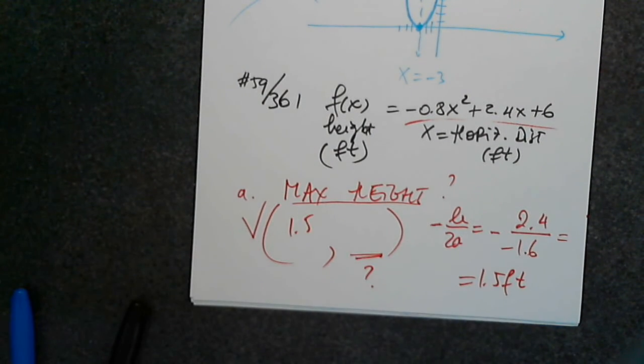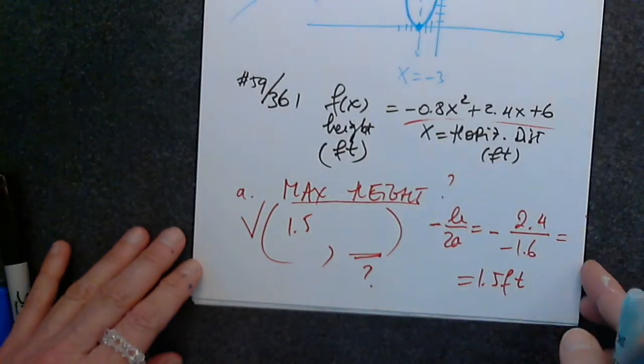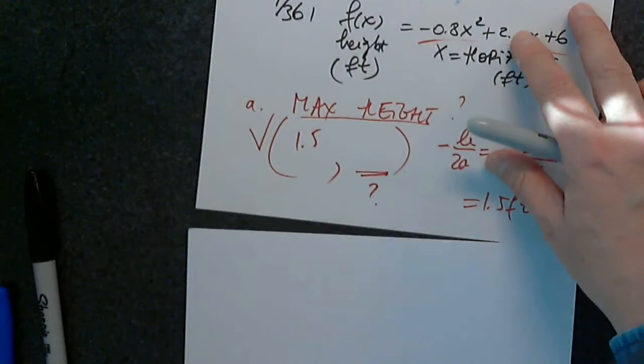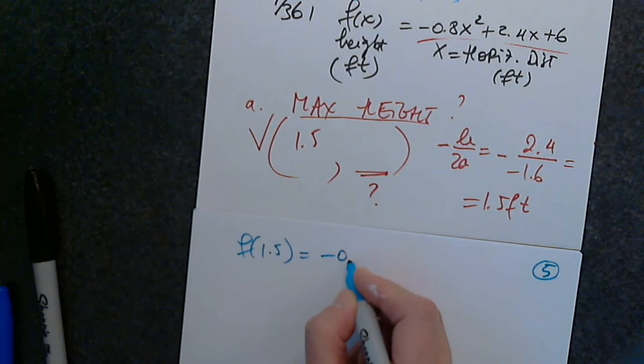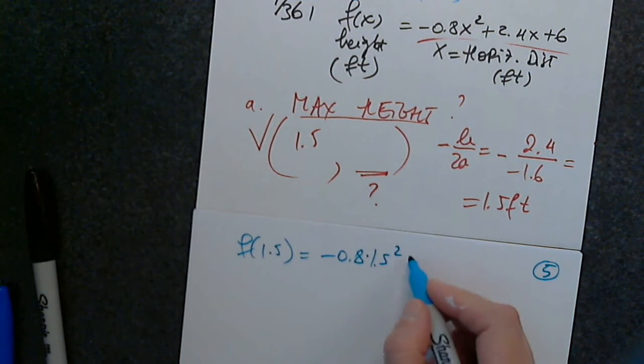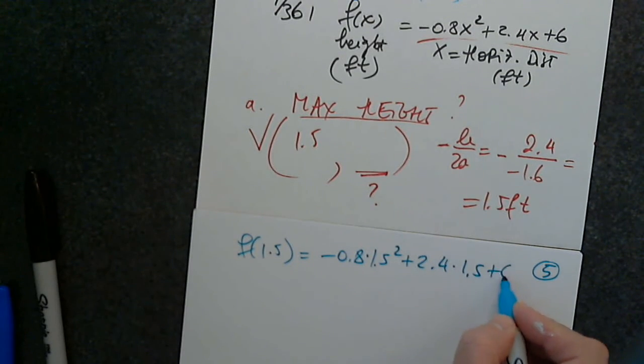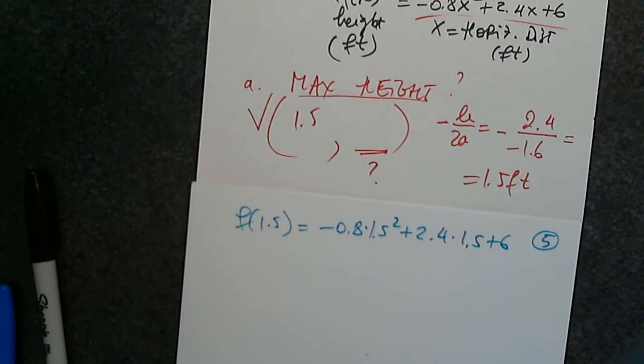Now, having the x coordinate of the vertex, how do I find the y coordinate of the vertex? Exactly, f of 1.5. Very good, awesome. So f of 1.5 is negative 0.8 multiplied by 1.5 squared plus 2.4 times 1.5 plus 6. Let's plug this function in the graphing calculator, please. So go to y equals and clear whatever you have in there. And let's punch in negative 0.8x squared plus 2.4x plus 6.